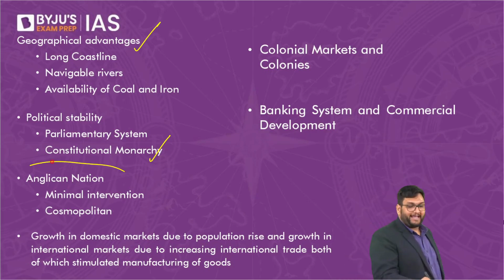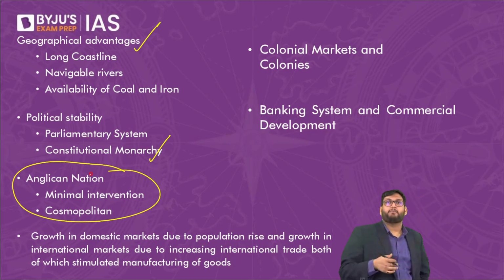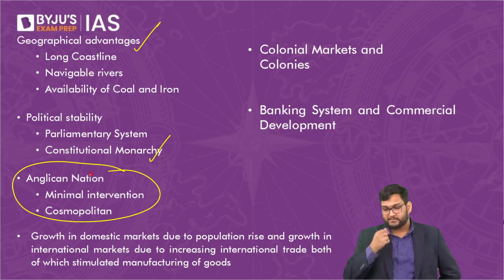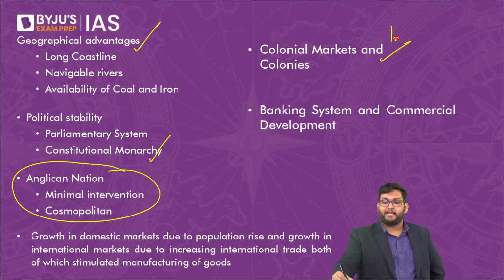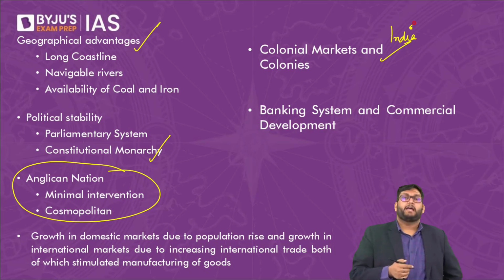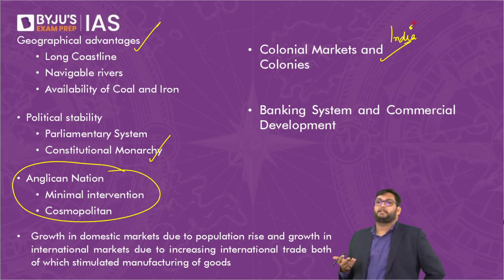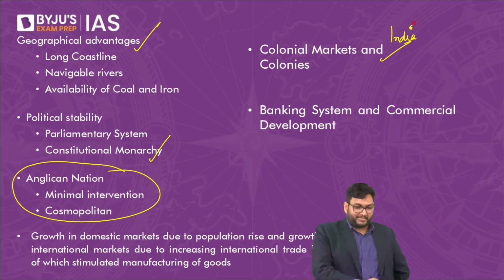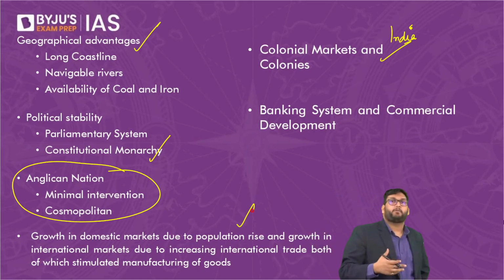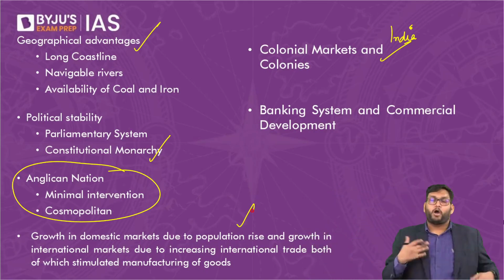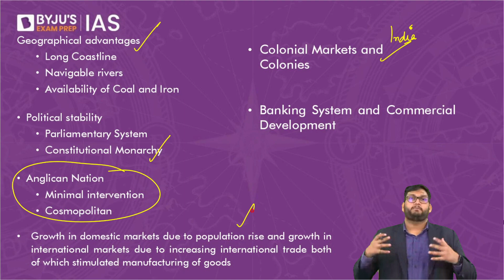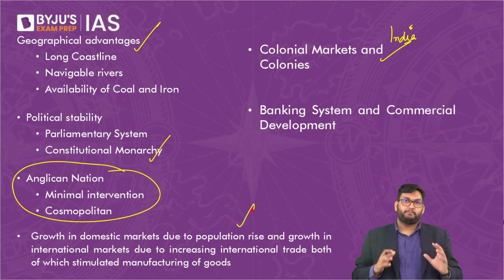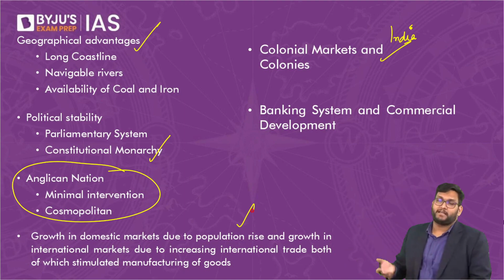It is also an Anglican nation, which is a Protestant nation, where therefore it was very open for labor to also migrate from other countries. Colonial market in India would be a very important catalyst, and a very good commercial banking sector was also important. So whilst the initial demand came from the internal population, colonies allowed a very important big exponential rise in demand, which will feed the industries and therefore lead to industrial revolution.